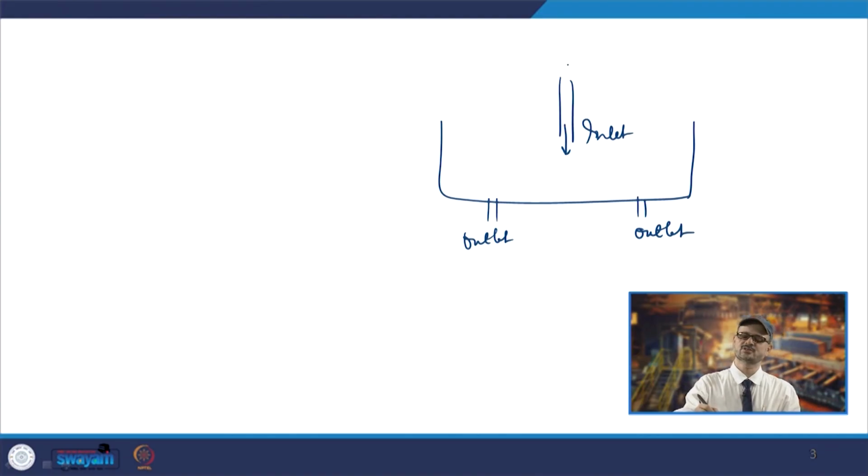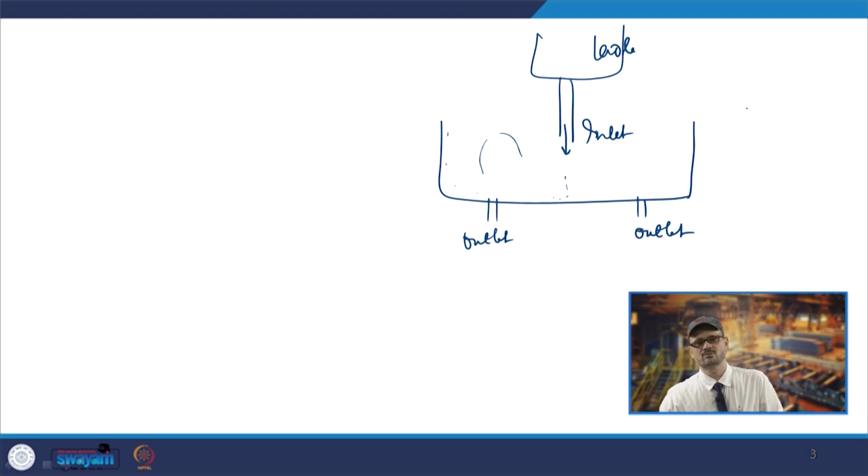All these three modes are active in the steel making process. For example, if you talk about a normal Tundish, you have the inlet, and you may have the outlets. The high temperature metal comes from a ladle and gets poured into the Tundish. It strikes at this point, then moves inside and comes in contact with the walls of the Tundish.